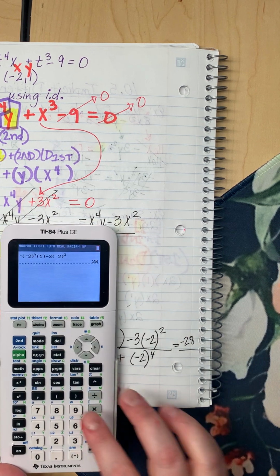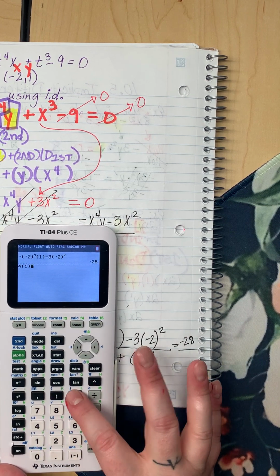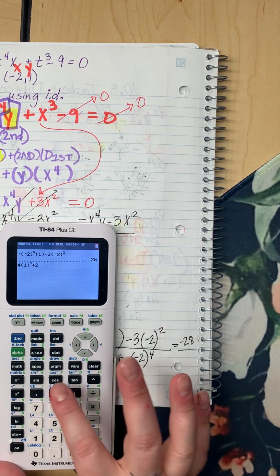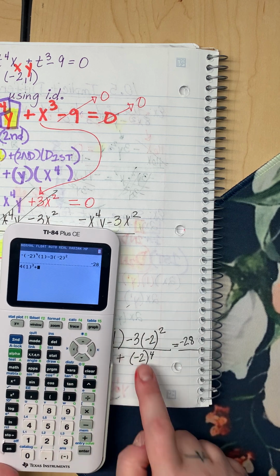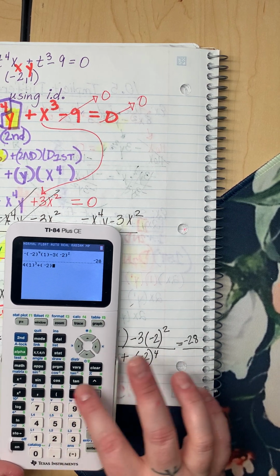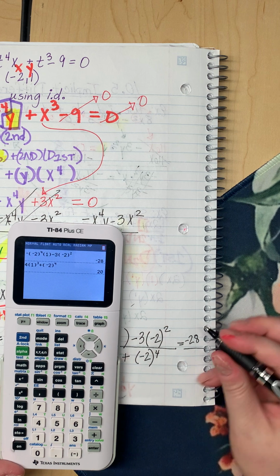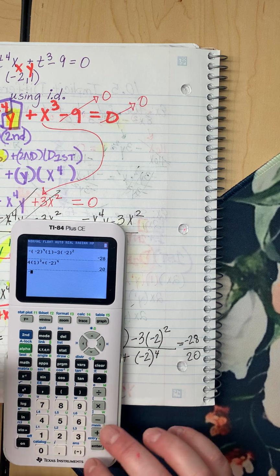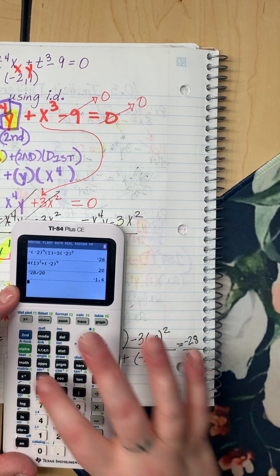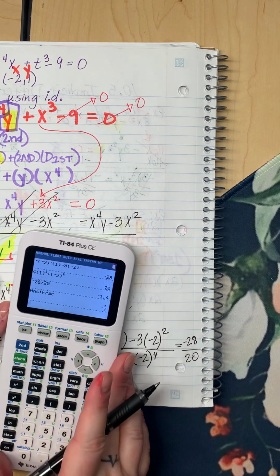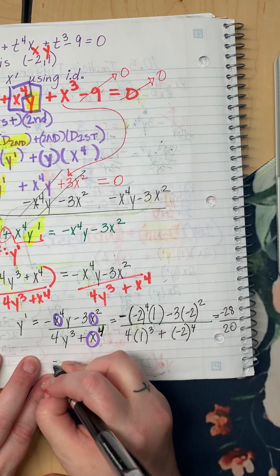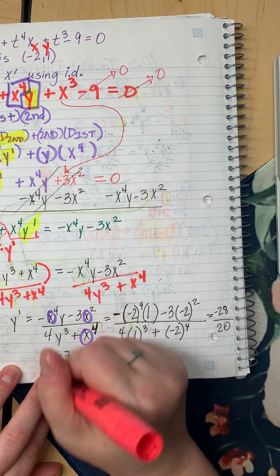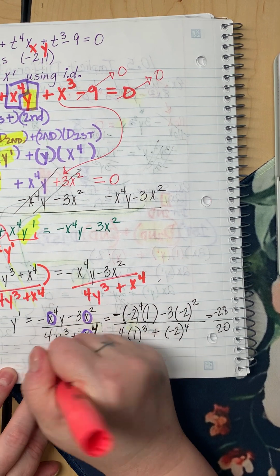Now let me do the bottom. We had 4 parentheses 1 cubed, and then plus open parentheses negative 2 to the 4. And I got 20. Now I'm going to divide those and press math, enter, enter. Negative 7 over 5. So this is our final answer, negative 7 over 5.